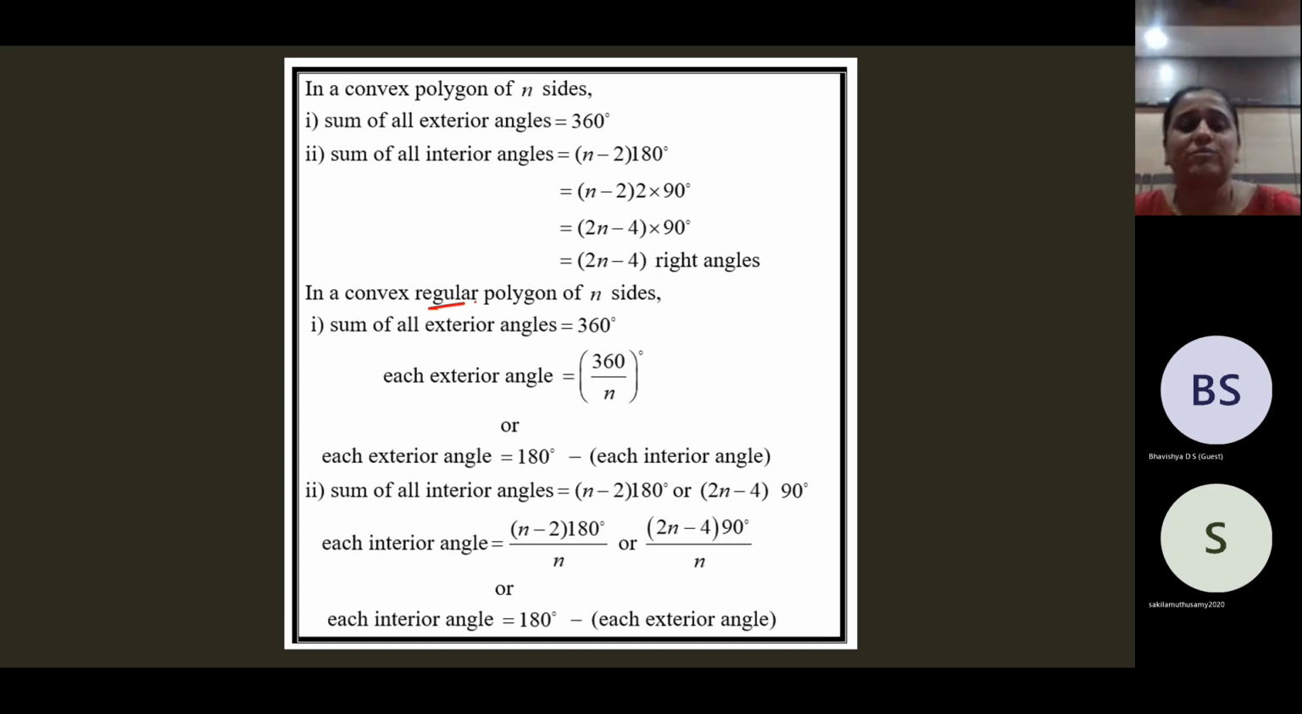So in a convex regular polygon of n sides, meaning all the sides are equal, all the angles are equal, the sum of all the exterior angles is 360. That we know. Each exterior angle is equal to 360 by n degrees. Why don't we say 360 by n here? Because here all the exterior angles are not equal. The sum is 360, but the exterior angles are not shared equally because it's not regular. If it's regular, the exterior and interior angles will be shared equally. So each exterior angle is equal to 360 by n.